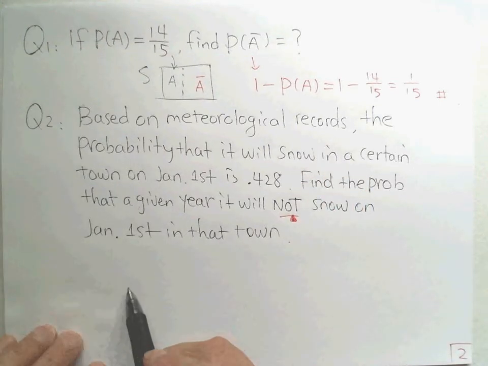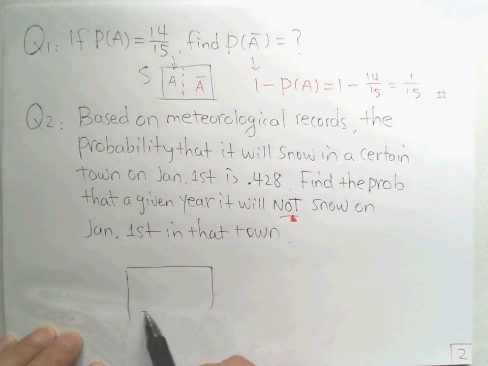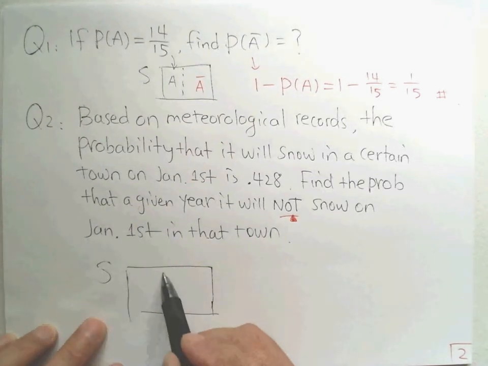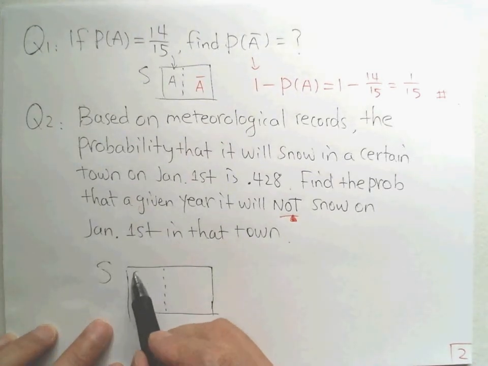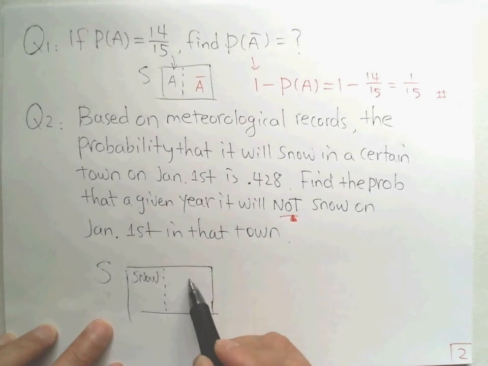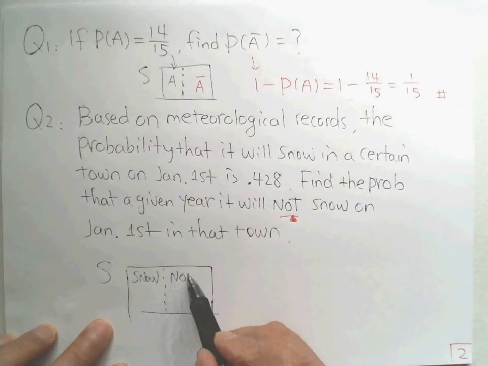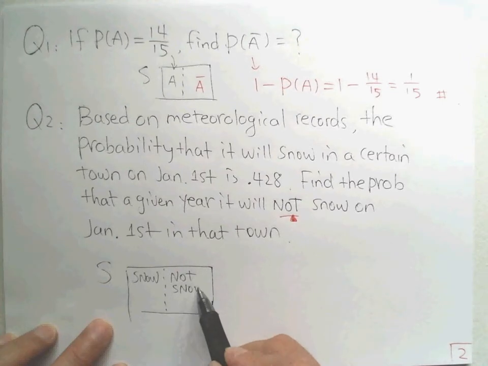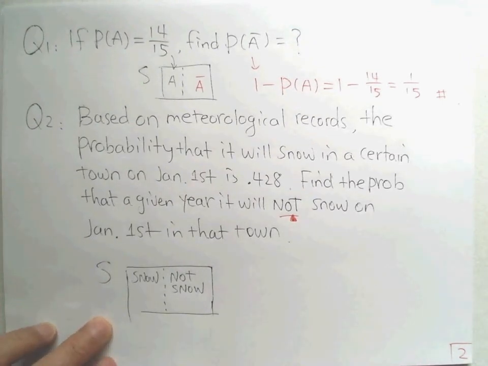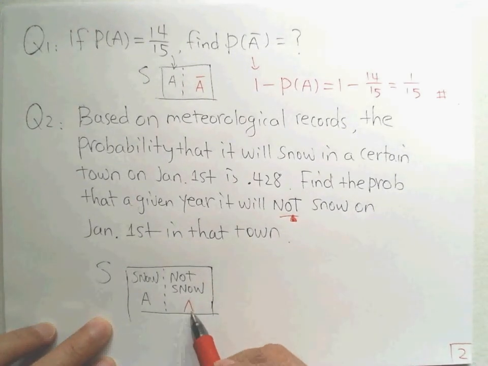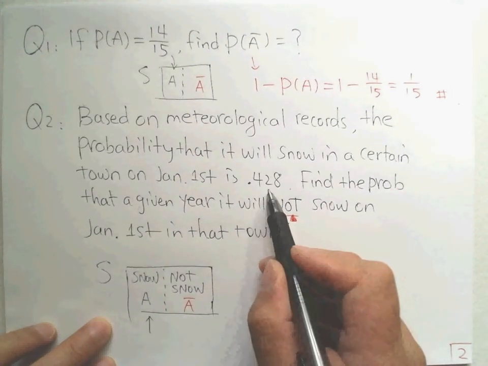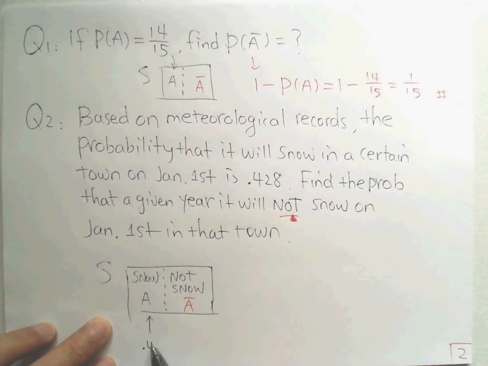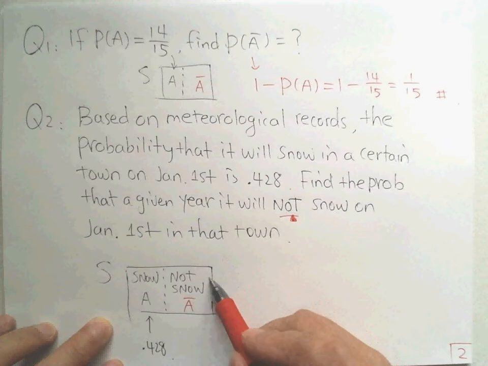If I give you the graph, it looks like this. If this is the sample space, and here we say is snow, then the opposite is not snow. If we call snow A, then this part should be A bar. Now what's the probability for this? We know the probability to snow is 0.428. So what is the probability here? The opposite. So we just use the formula.